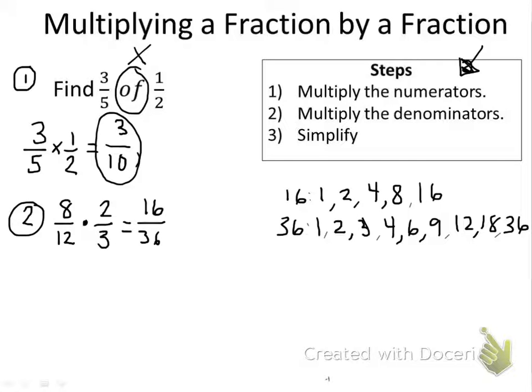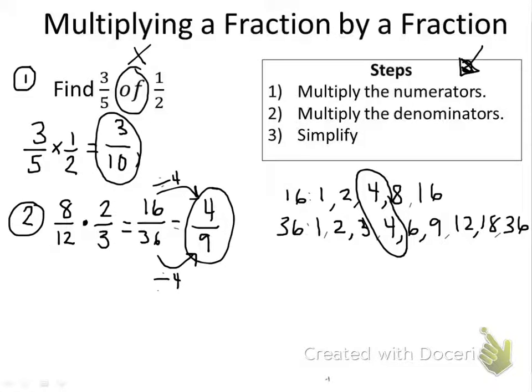We need to find their greatest common factor. Well, their greatest common factor is right here. It's 4. So that means if we divide both the numerator and denominator by 4, we're going to get this fraction in simplest form. So 16 divided by 4 is 4, and 36 divided by 4 is 9. So that means our answer is 4/9.